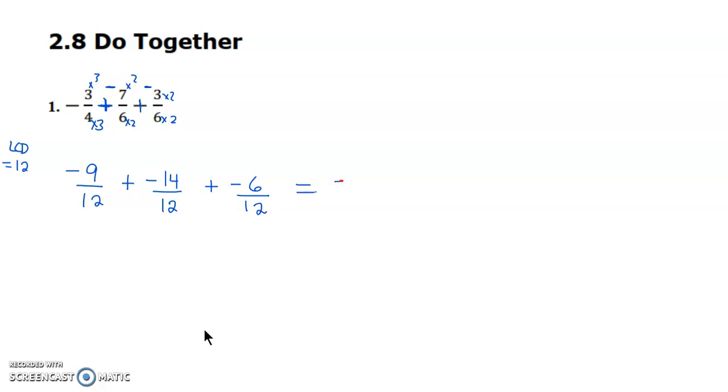We know that the answer is going to be negative, and we keep that denominator of 12. So I'm going to combine, and I'm going to put 6 and 14 together first because that makes 20, and then the 9. So we're going to have negative 29/12. And now we change to a mixed number.